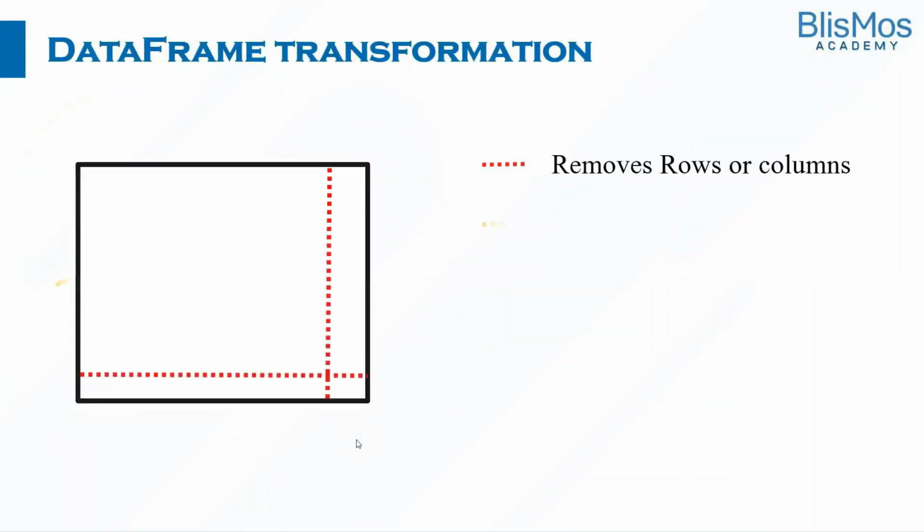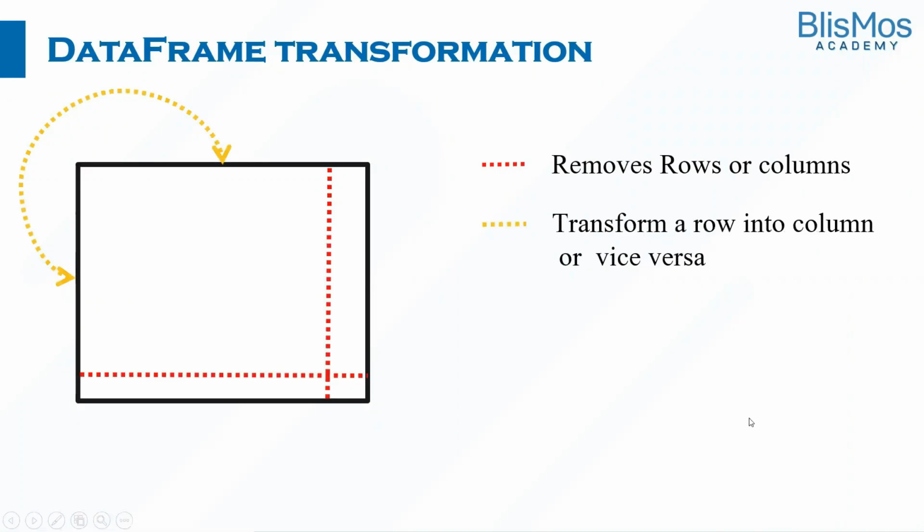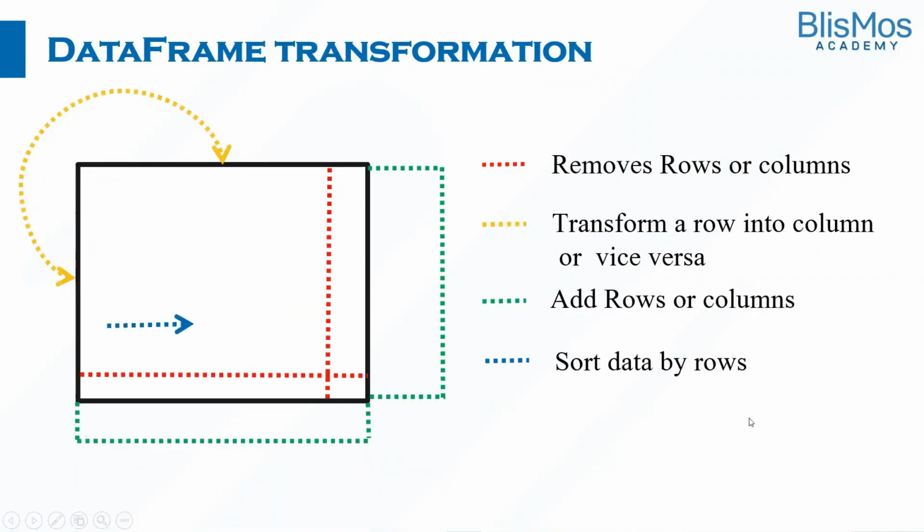Welcome back. In the previous lecture, we understood how to do the transformations around the columns. Now, in this lecture, we'll discuss how to do the transformations pertinent to rows. We already know we can either add rows, remove rows, or sort the data by rows. We can do all these things as part of the data frame transformations.